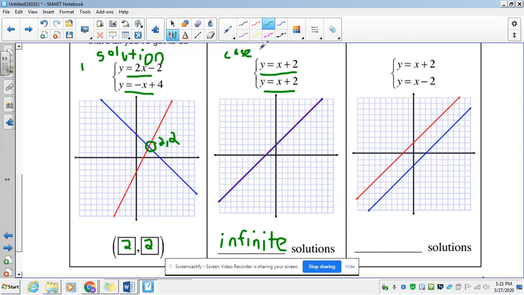Case 3 is what happens if these lines never intersect. What type of lines never intersect? Parallel. Perfect. So case 3 is what if we had parallel lines? Remember, parallel lines have the same slope. So here I have the same slope of 1, so these are parallel lines. Parallel lines have no solution because they are never going to cross.